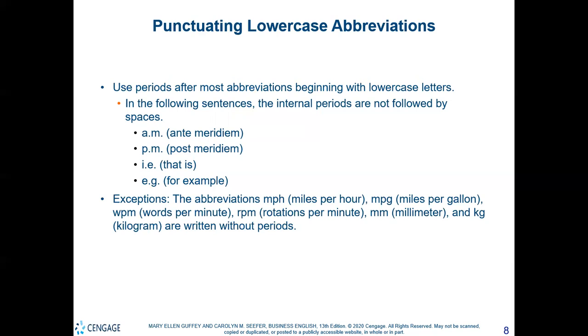Exceptions: the abbreviations mph, miles per hour; mpg, miles per gallon; wpm, words per minute; rpm, rotations per minute; mm, millimeter; kg, kilogram, are written without periods.